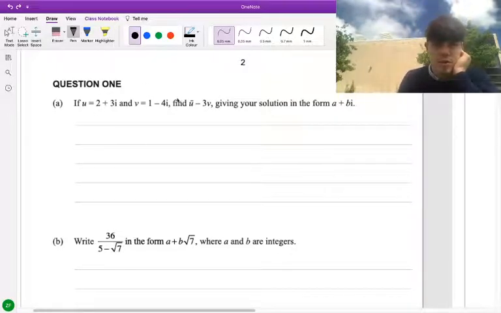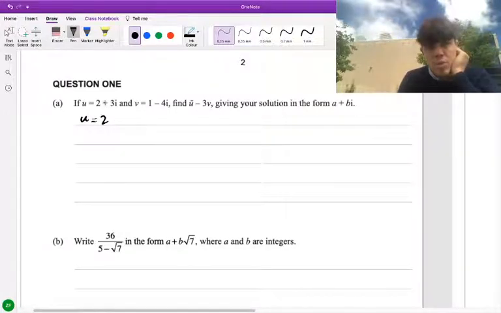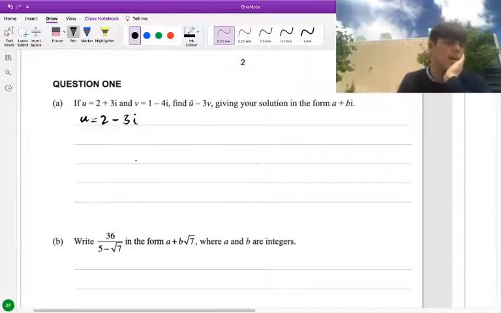So the first thing I'm going to do is see how this here has a hat on the u. If we want to find the conjugate of something, all we do is write the complex number out again, except we change the sign of the imaginary part. So it just becomes 2 minus 3i.